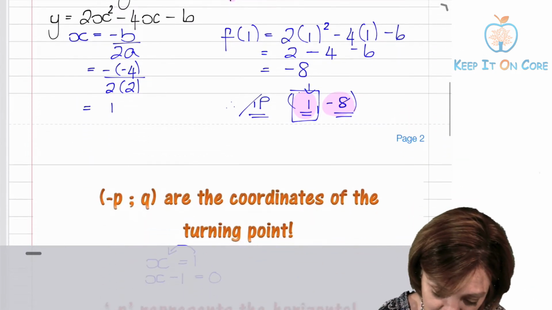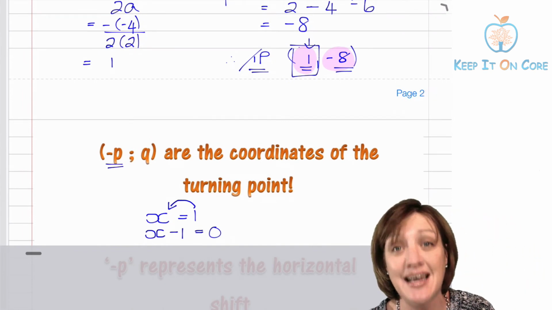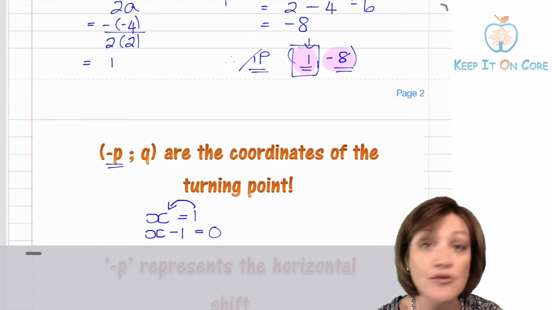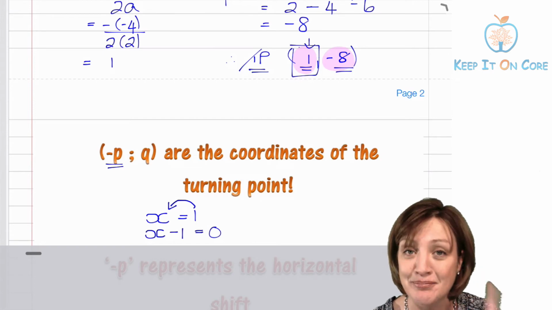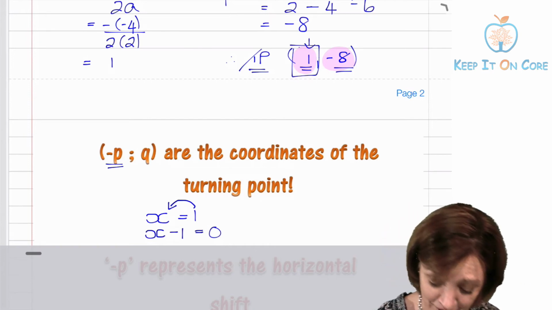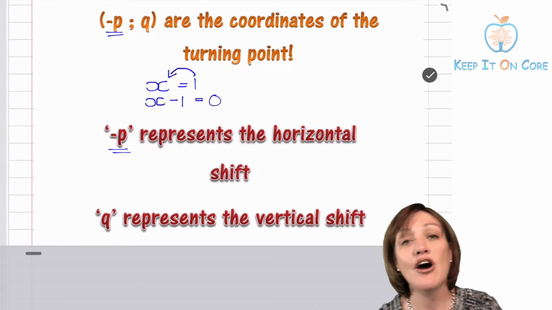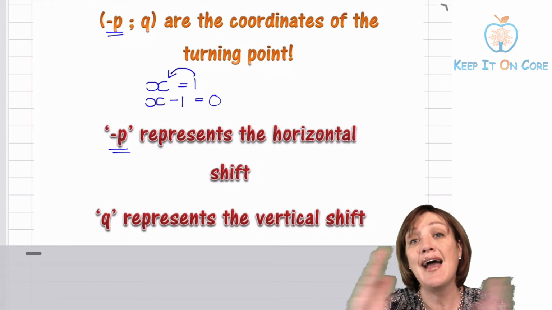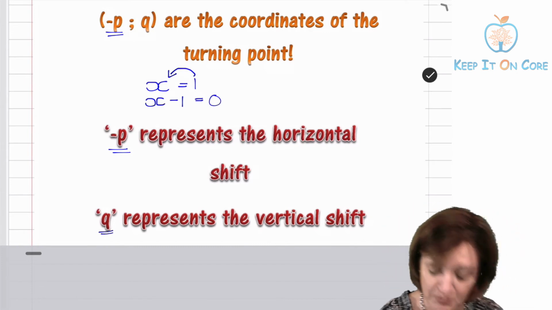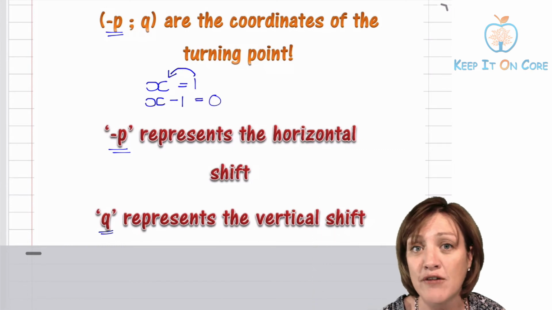So please remember that whatever this p value is, this negative p, it always changes sign as a result of solving for the x. Okay, the q does not change sign, but the p does. All right, and so just watch out for that. That's a standard thing. It happens with all of the graphs. All right, so the negative p is representing the horizontal shift. Where is your axis of symmetry moving, to the left or to the right? The q represents the vertical shift. How many units up or how many units down is that graph moving?